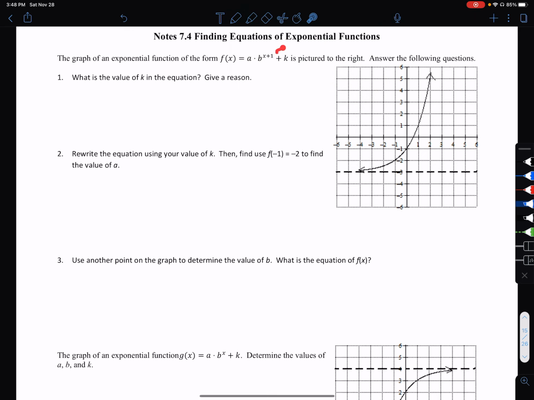And notice they give us one of the numbers. They give us the h value is -1. So x minus a -1. This graph was translated to the left one. Answer the following questions. So easiest question, what's the value of k? K is wherever the horizontal asymptote is.